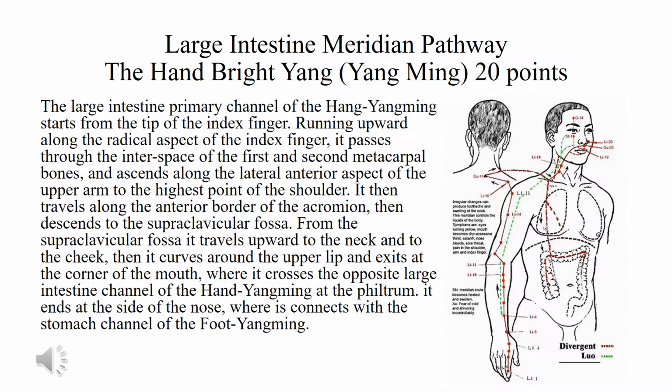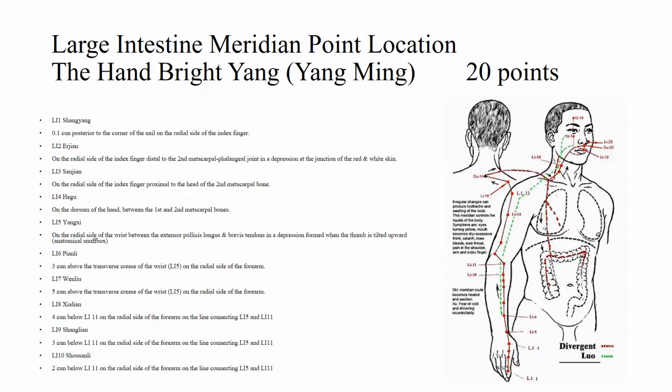From there, the left meridian goes to the right and the right meridian goes to the left to both sides of the nose, where the large intestine meridian links with the stomach meridian of foot Yangming.